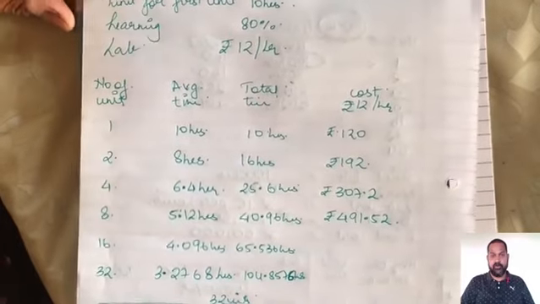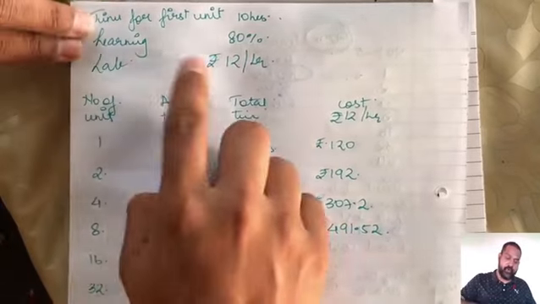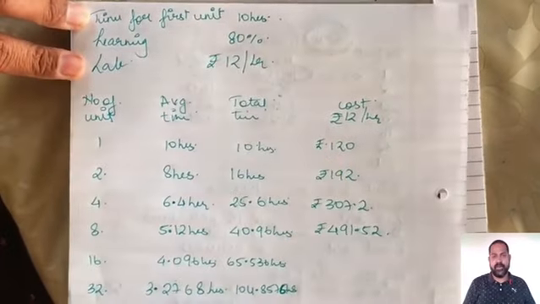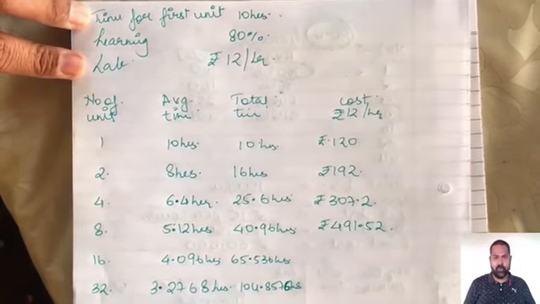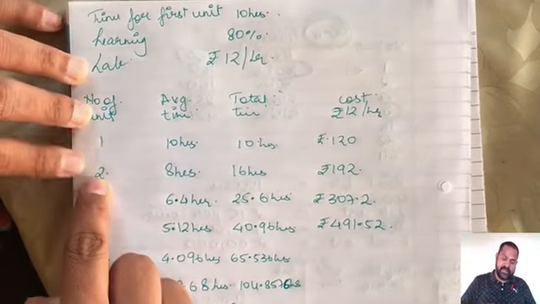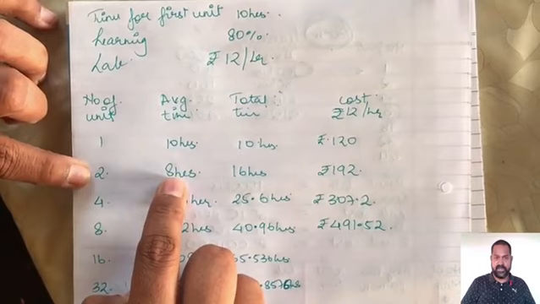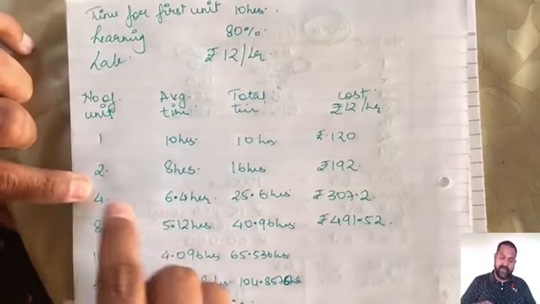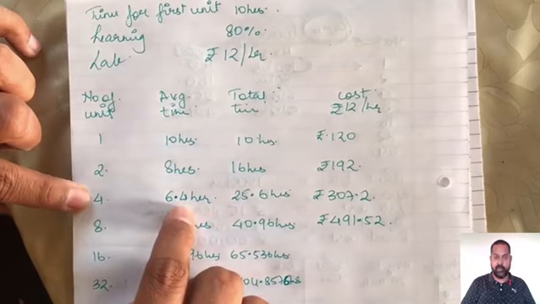Let me quickly repeat this question. They've said that you are making an article whose first unit took 10 hours. They are asking that if there is an order of 8 units, can you find the total cost? First unit 10 hours, then double. So the average time for 2 units will be 80% of the 10, which is 8 hours. Double, the average time for 4 units will be 80% of 8, which is 6.4 hours.